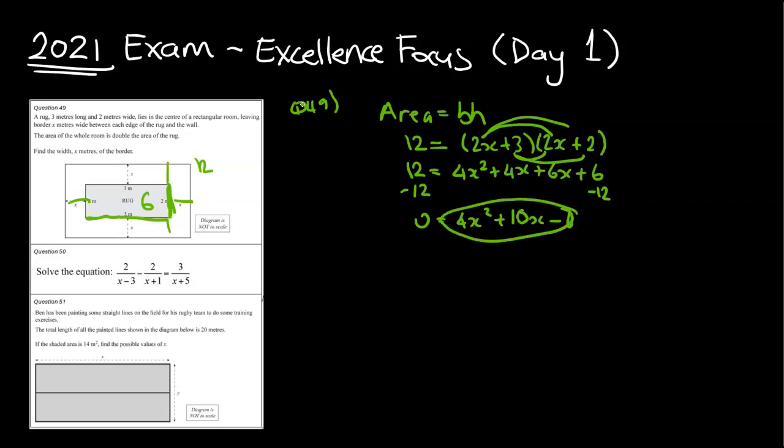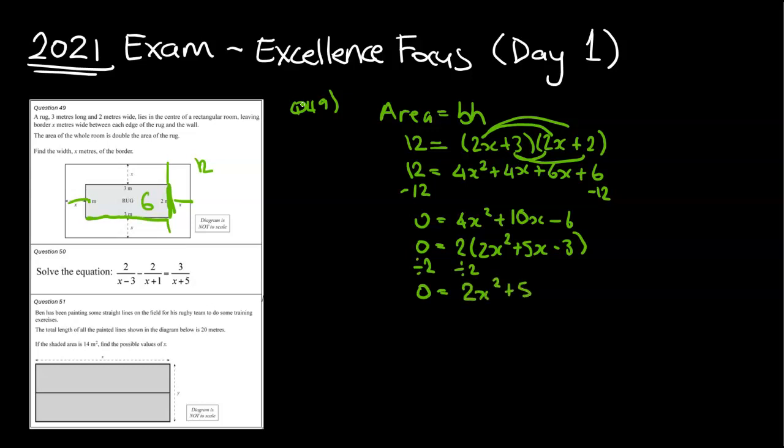There's a common factor. All of these are even numbers, so I can divide everything by 2, right? So 0 will be equal to 2 times (2x squared plus 5x minus 3). So I'm liking this here, and then eventually I can actually just divide both sides by 2 to cancel that 2 out to make my life a bit easier. So 0 will be equal to 2x squared plus 5x minus 3. Unfortunately, no more common factors.